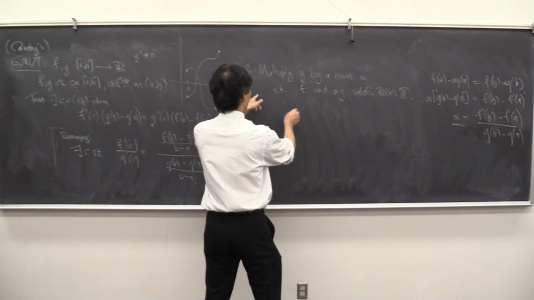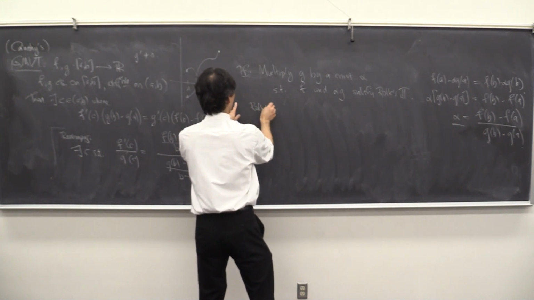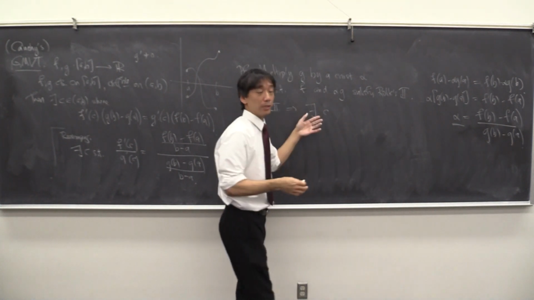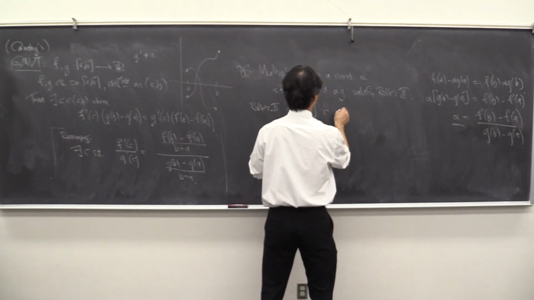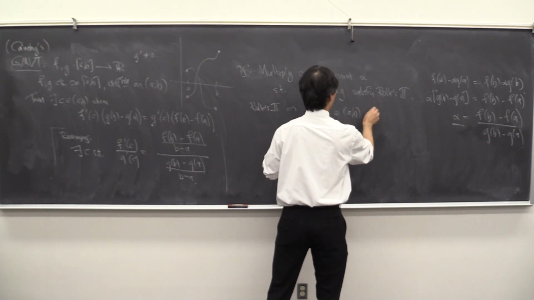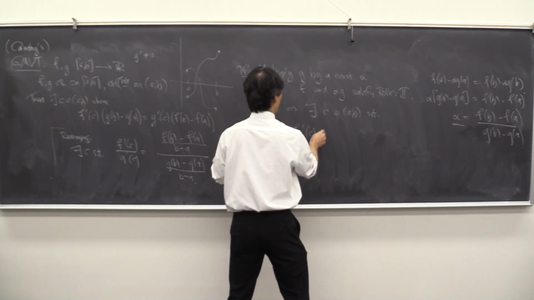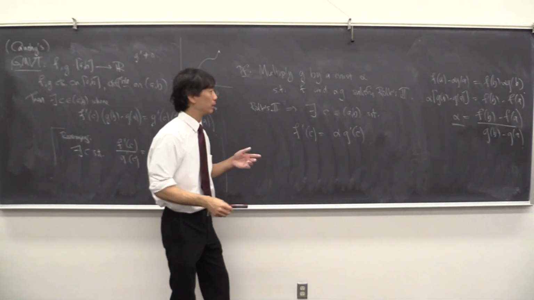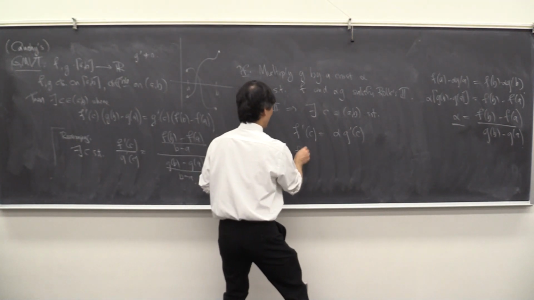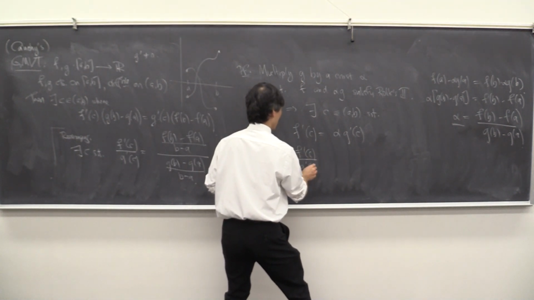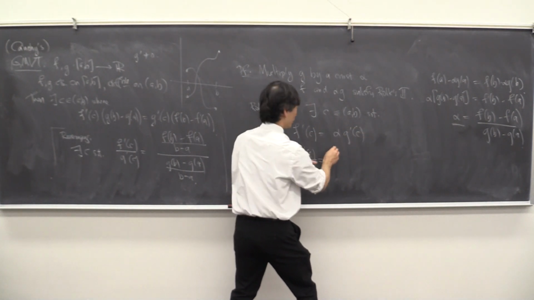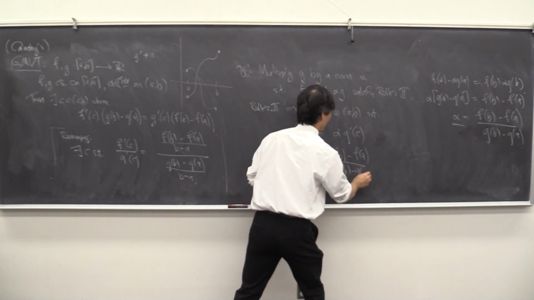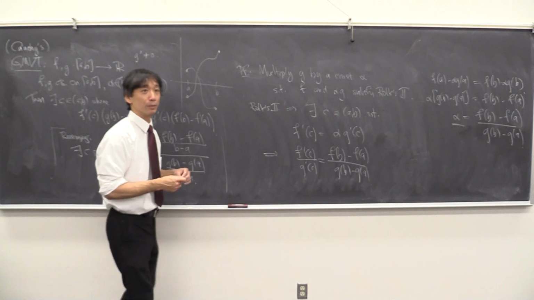Then by Rolle's theorem 2, there's going to be some point where the instantaneous velocities are the same, right? There's some point where f prime c equals alpha g prime c. Well, that tells you that f prime c over g prime c is alpha. And so that gives it to you.